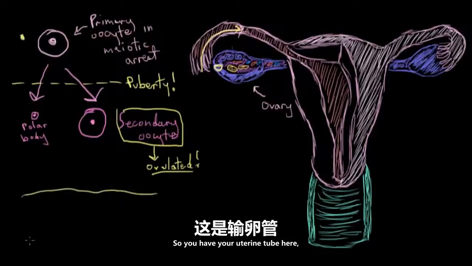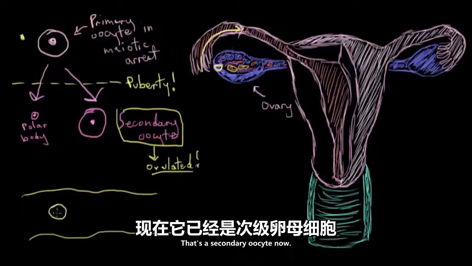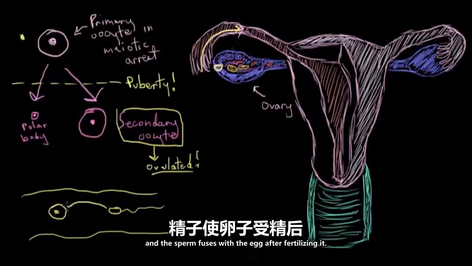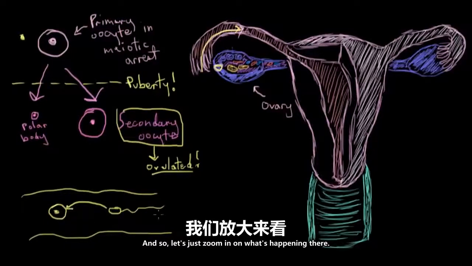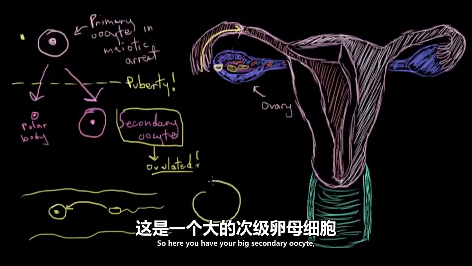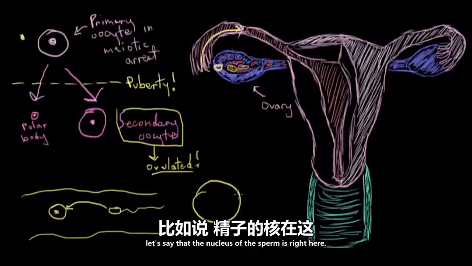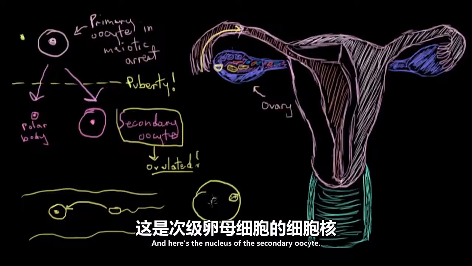So you have your uterine tube here, and you have your egg. That's a secondary oocyte now. And then a sperm is coming along, and the sperm fuses with the egg after fertilizing it. And so let's just zoom in on what's happening there. So here you have your big secondary oocyte, and then you have your sperm, and let's say that the nucleus of the sperm is right here. It's inside the egg already. This is the nucleus of the sperm. And here's the nucleus of the secondary oocyte.